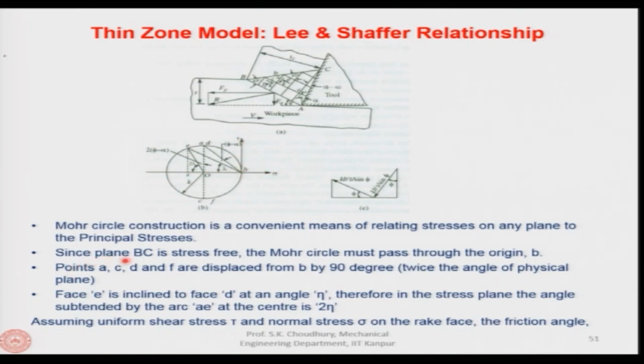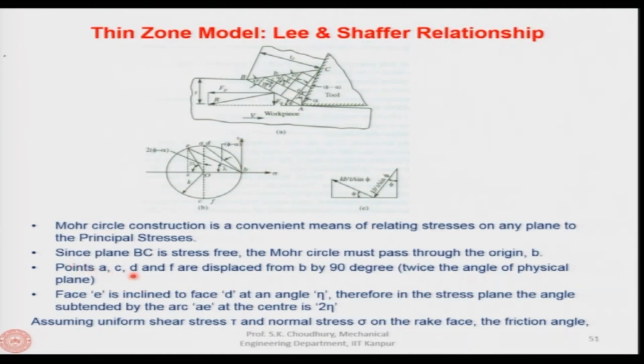All right. Now, since plane BC is stress free, the Mohr circle must pass through the origin B. As you can see, if it is a surface plane BC, the stress can be given as a point here on the periphery. This is the 2D case, and I showed you earlier that in the 2D case it can be shown on the periphery of this Mohr circle. So, the BC stress is B, which is located here, because it is stress free. All right. There is no stress, 0 normal stress, 0 shear stress.